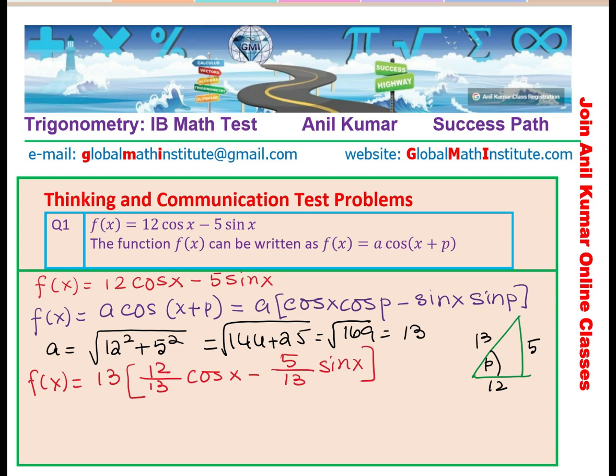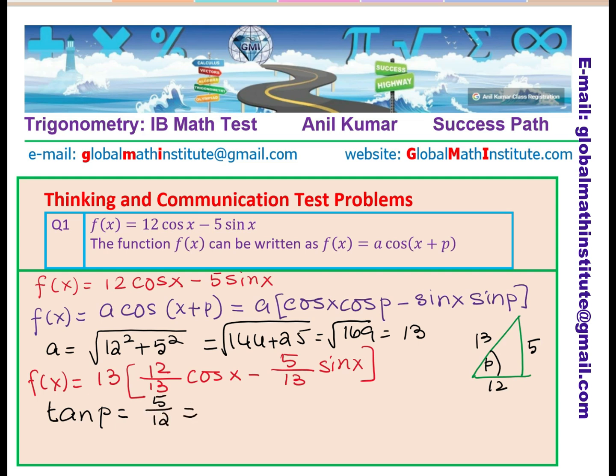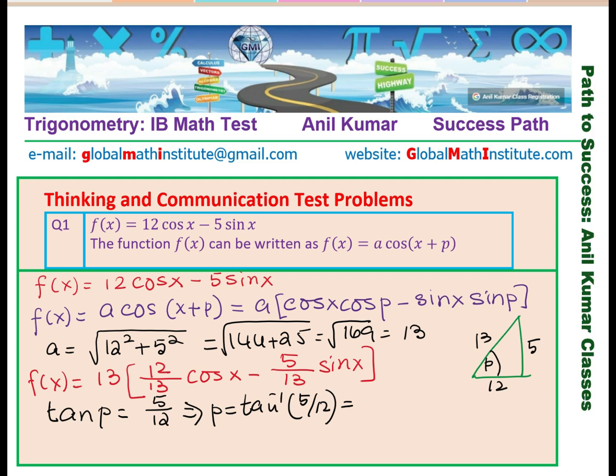Now, how do we find the value of p? The value of p can be found very easily. We can say that tan p is equal to 5 over 12. So that implies that p is equal to tan inverse of 5 over 12. It's in radians, mind it. So we'll switch the mode to radians and then find shift tan inverse of 5 divided by 12. What do we get? On my calculator, I get a value of 0.394.